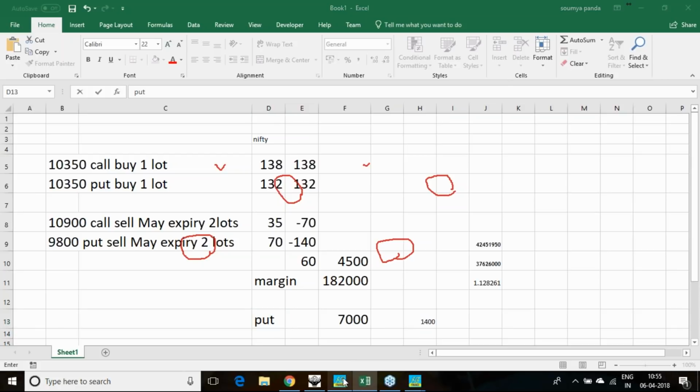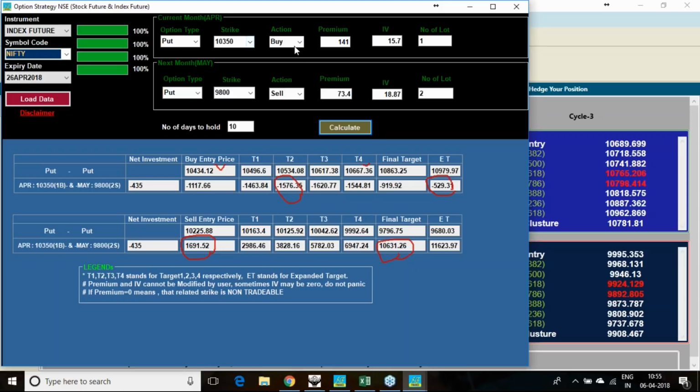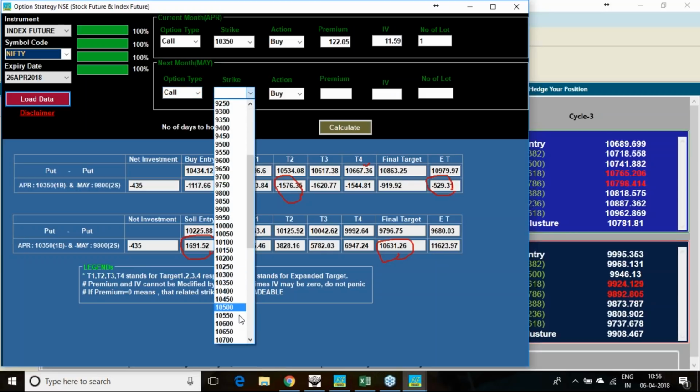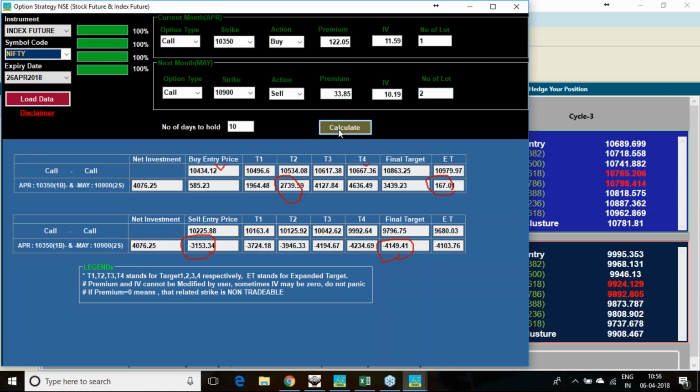Now going for the call combination. The liability and profitability change a little if the volatility also changes in the future. So this is the call combination: 10,350, I have to buy one lot, and I'm selling the 10,900 call options, two lots. The pricing changed a little.